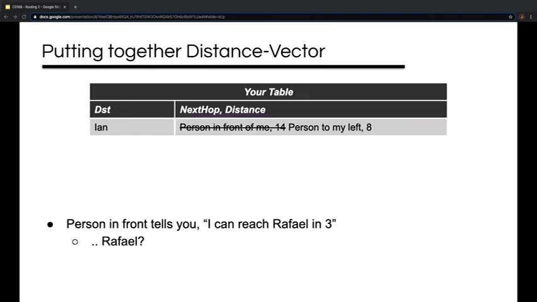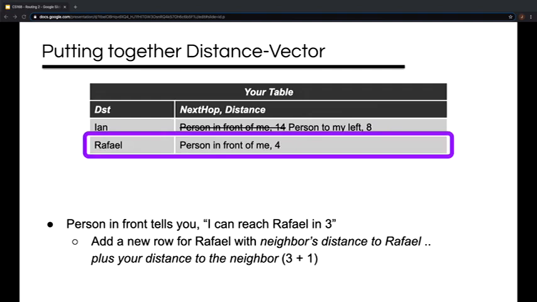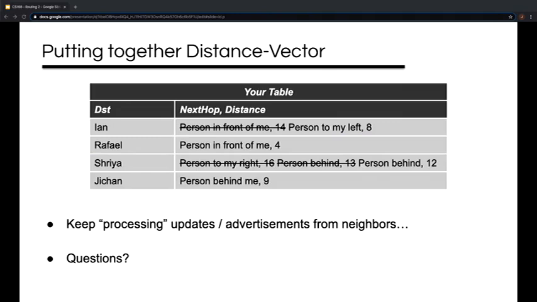All right. Now, if the person in front of you tells you, I can reach Raphael in 3, you might say, what? Who? And what you do is you add another row to your table. It says, all right, well, using the person in front of me, I can reach Raphael in 4. And you can just keep processing updates or advertisements like this from your neighbors. And you end up populating this table, and it looks like for Shreya here, somebody told you 16, then somebody told you 13, and now somebody told you 12, right? So you just keep updating this every time you get a message.